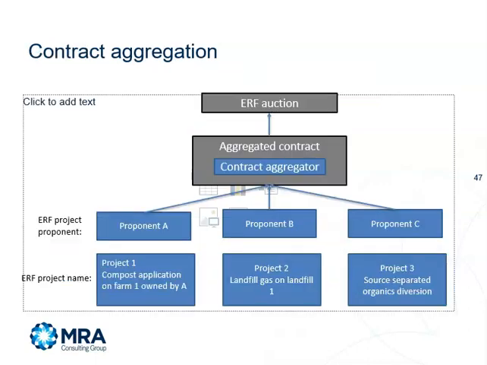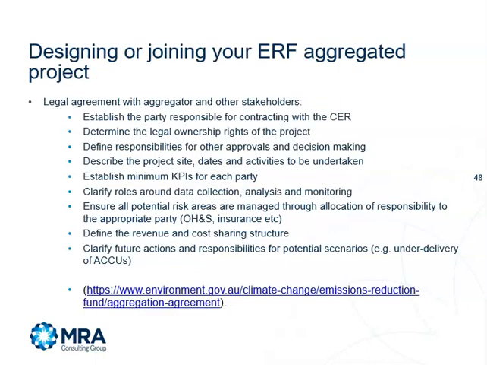When participating in an ERF auction, projects can be grouped under a single bid made by an aggregator. An aggregated contract can include projects using different carbon abatement methods. The contract aggregator is responsible for the delivery of the ACCUs to the CER under the CAC. The CER does not intervene in commercial arrangements defining how the financial cost and benefits, including performance risk, are allocated amongst the parties. The key component of an aggregated project is the aggregation agreement, which is a legal document.